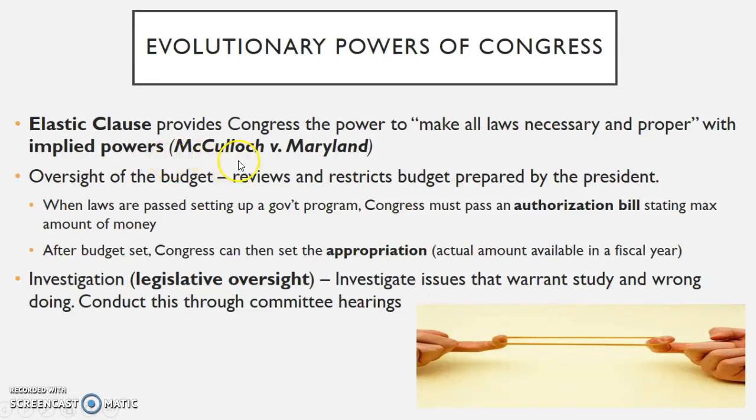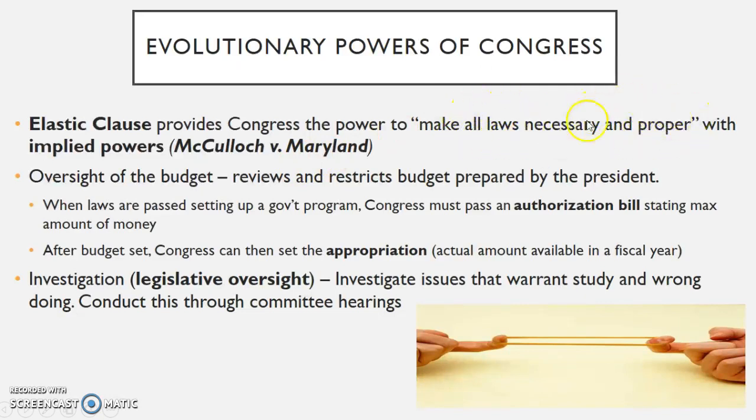And this comes out of the case of McCulloch v. Maryland, where Maryland is trying to tax the national bank. And ultimately, this goes up to the Supreme Court. And the national government wins because it says it is necessary and proper to have a bank. This is a huge boon because, again, they use this necessary and proper. Make all laws necessary and proper.